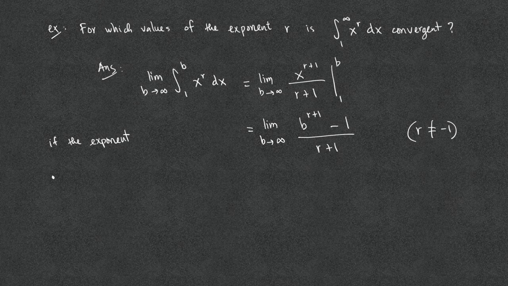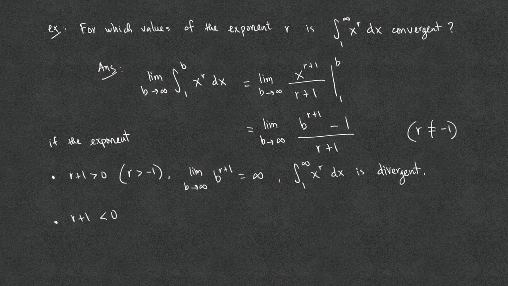If the exponent r plus 1 is positive, that is, r is greater than negative 1, then the term b to the r plus 1 approaches infinity, or that limit doesn't exist, so the entire integral is divergent.